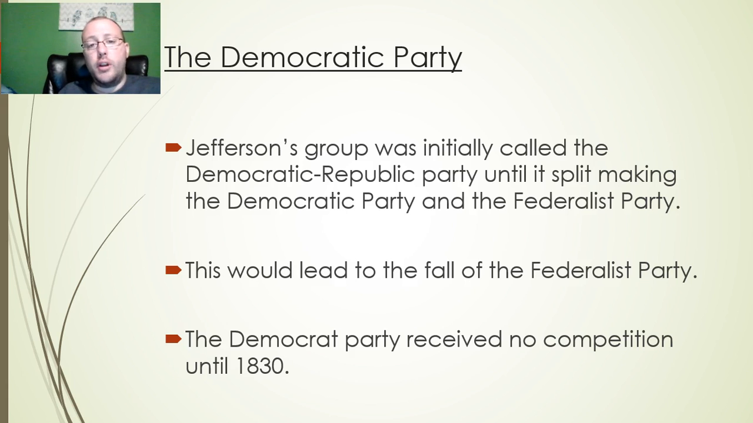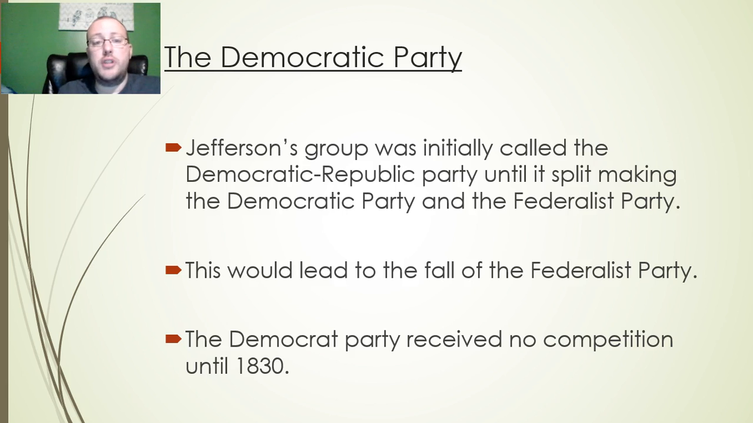So the Democrat Party was founded after the Jeffersonian group, which was the Democrat-Republican group, split, making the Democrat Party and the Federalist Party. The Federalist Party would agree with a lot of the fiscal ideas of Hamilton, so they formed the Federalist Party. This will lead to the fall of the Federalist Party with the rise of the Democrat Party. The Federalist Party didn't really last. The Democrat Party would kind of take over the main part at that point.